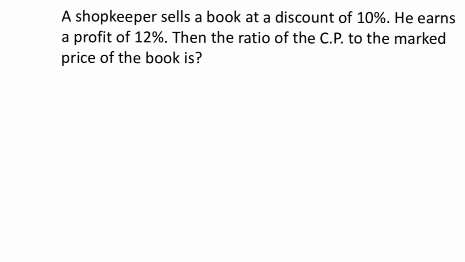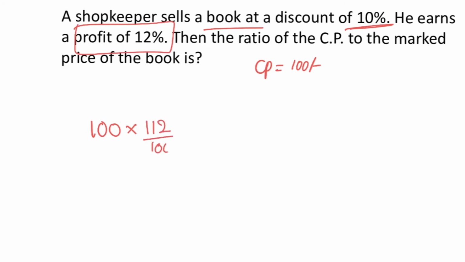A shopkeeper sells books at a discount of 10% and earns a profit of 12%. Then find the ratio between CP and market price. Already told you, whenever prices are not given, you can assume cost price as 100. If cost price is 100, on cost price, if you apply profit, you will get selling price.